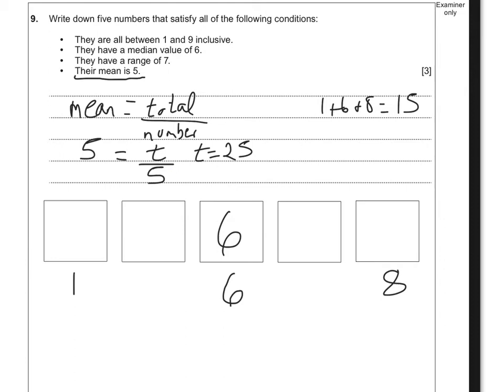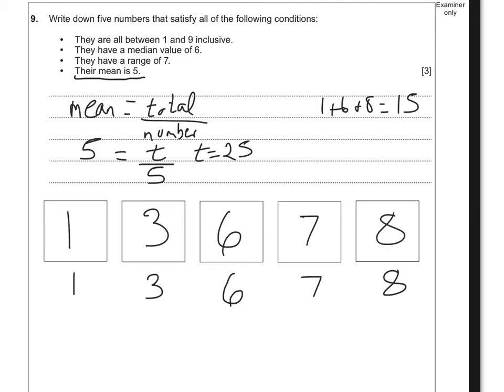Or I could put 7 and 3 in. So let's try that. 1, 3, 7. So 1 add 3 is 4, add 6 is 10, add 7 is 17, add 8 is 25. So these 5 numbers, 1, 3, 6, 7 and 8, fit all the conditions that we've got.